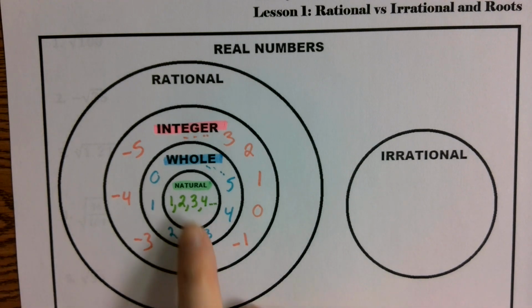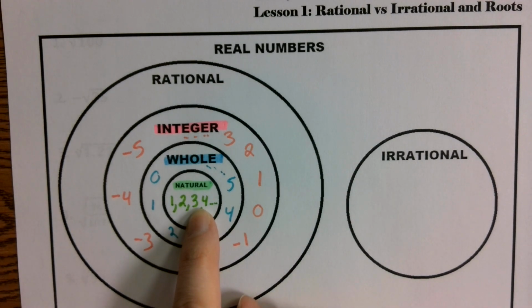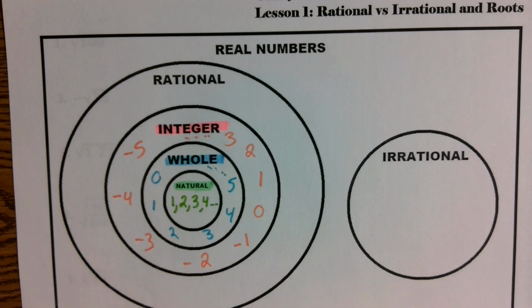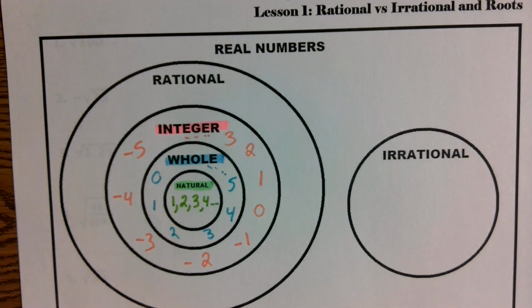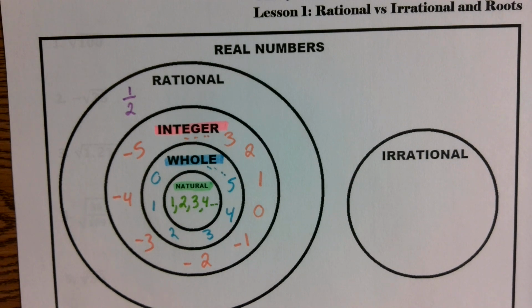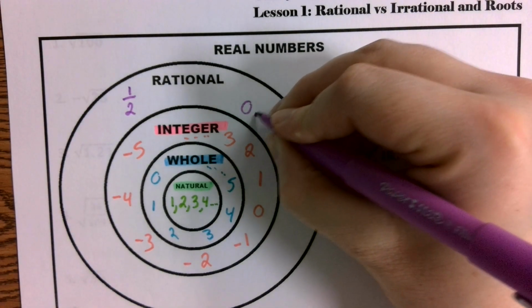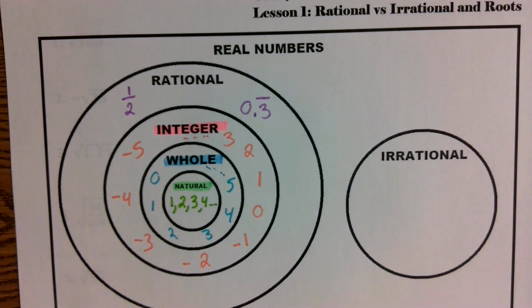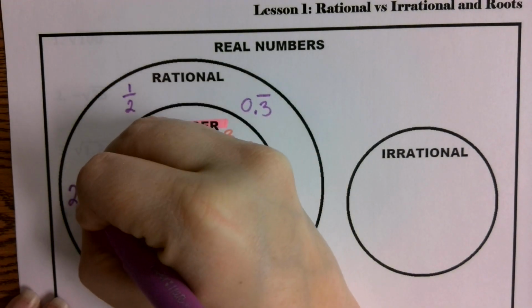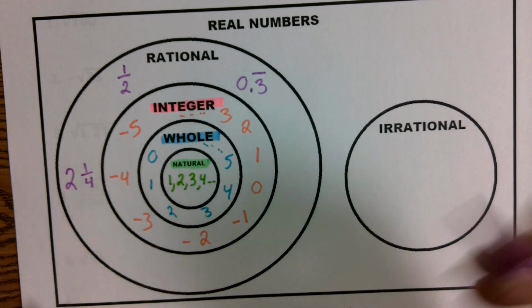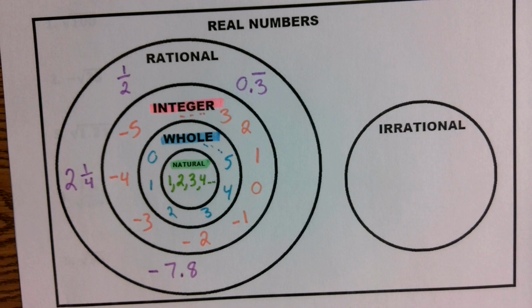So if I say, hey, what do we call the number 3? You can call it a natural number, a whole number, an integer, and you can also call it a rational number, because a rational number is going to include all of this information plus the addition of fractions and decimals. So 1/2 is considered to be a rational number. 0.3 repeated is a rational number. 2 1/4 is a rational number. -7.8 is a rational number.